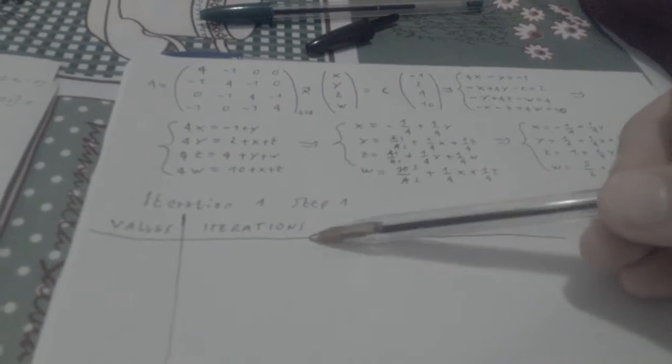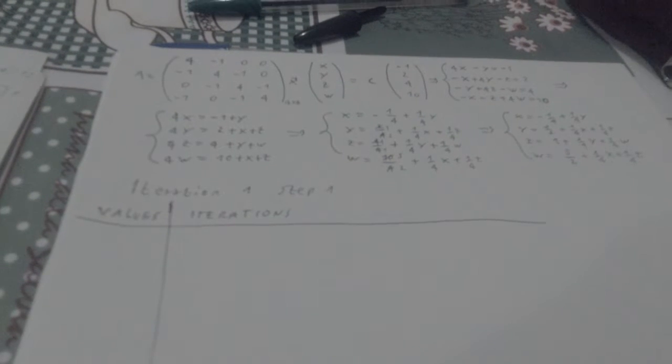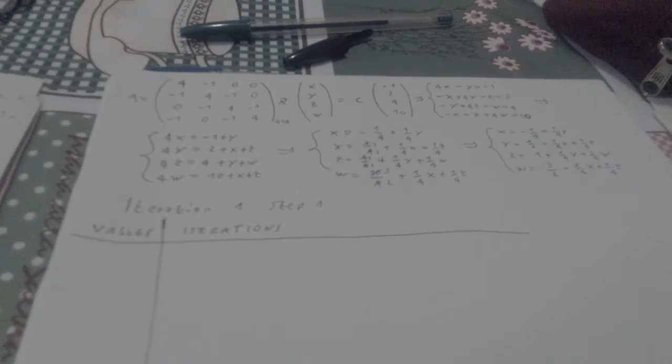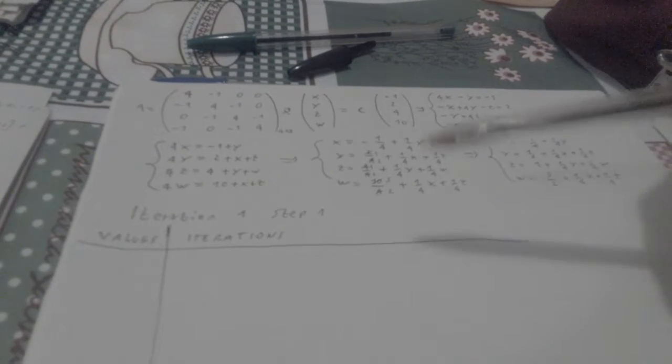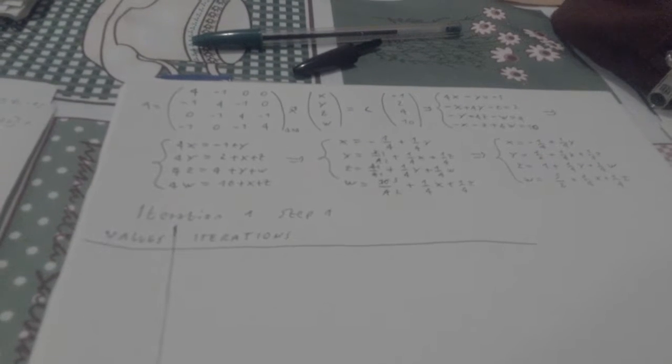Here are the iterations, and here I'm going to put my values. When I do the iteration right here, I'm going to write the variables. You can start whenever you want. You can generally start from x equals 0 or x equals 1 and so on, so all the variables equal to 1 or 0 and so on, and I go on and on with the iteration.